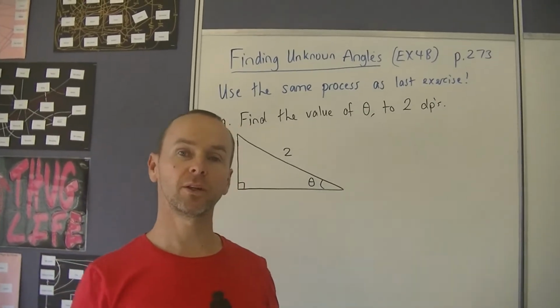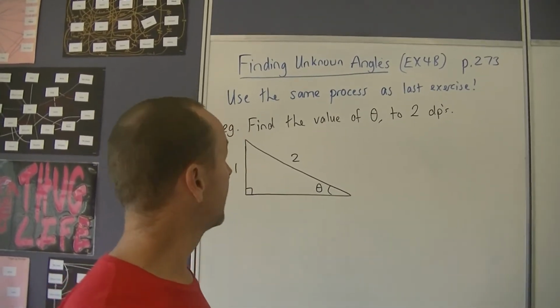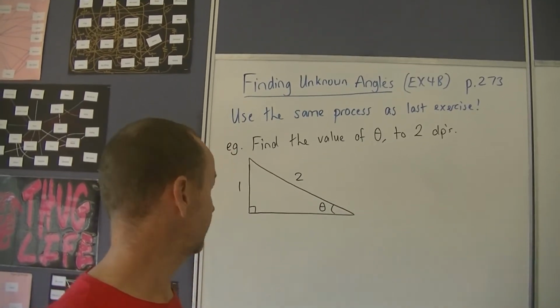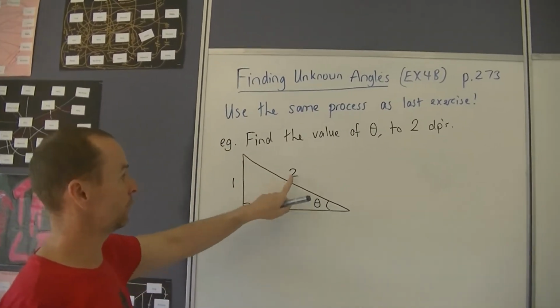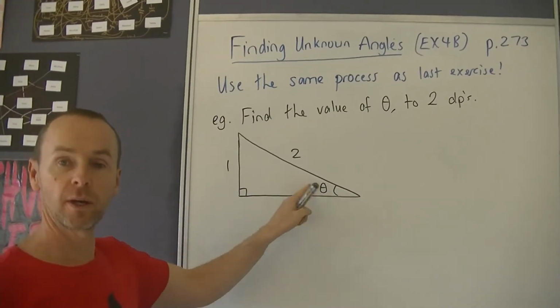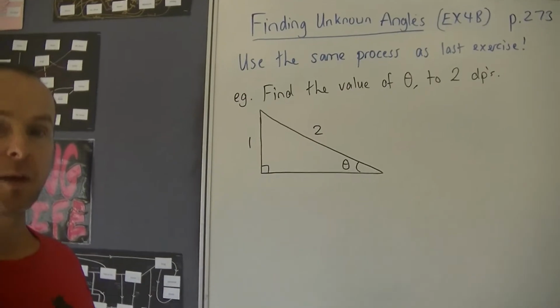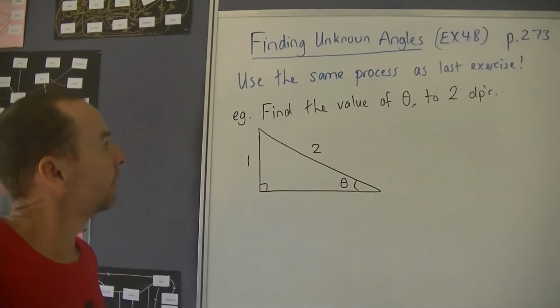This time we're going to do something very similar to the last one, but we're finding the unknown angle this time. Last time we found an unknown side length. This time we're given two side lengths, and we have to find the unknown angle. I'll let you copy that down in a few seconds, but we're just going to talk through it first.